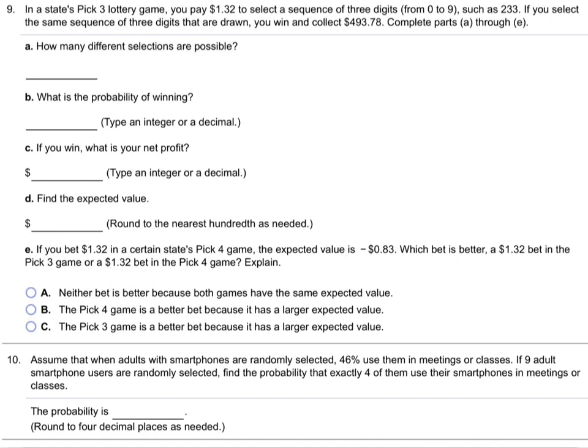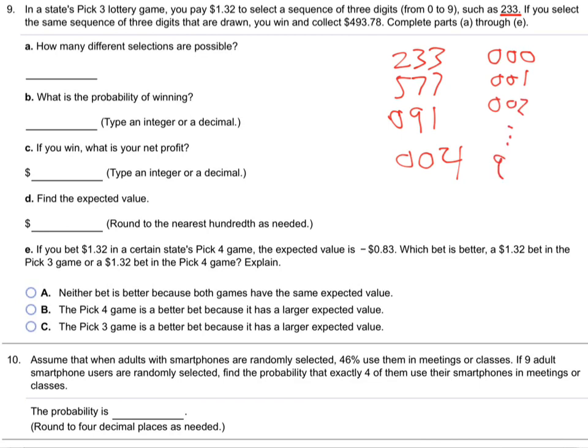So you're playing this game where you got 3 digits, like 233 or 577 or 091 or 004 or whatever. And so how many different ones are there? Yeah, 1,000, right? Because it's 000, 001, 002, all the way to 999. From 1 to 999 is 999, and then throw in 000, there's 1,000 different combinations. So 1,000 selections are possible.